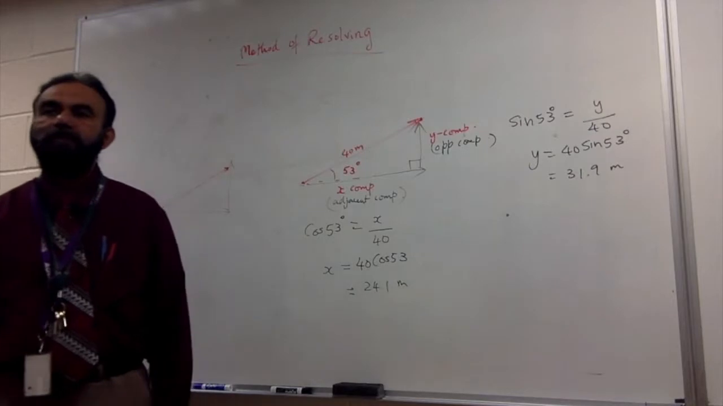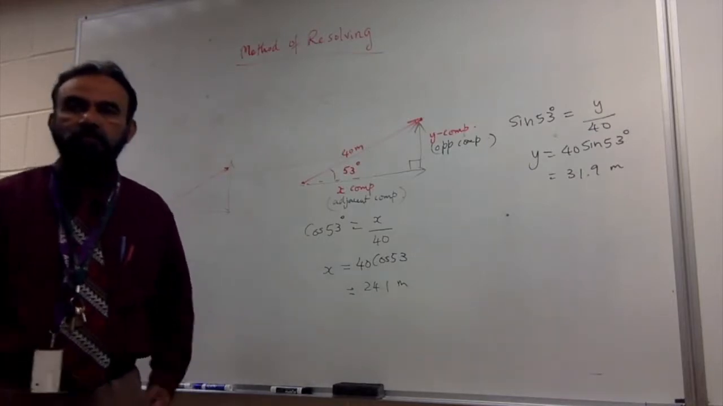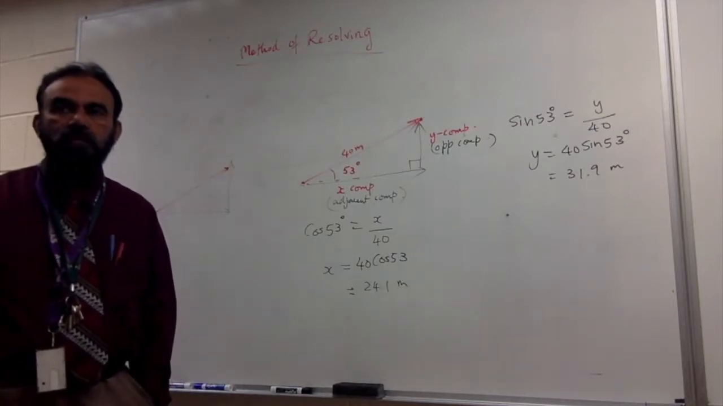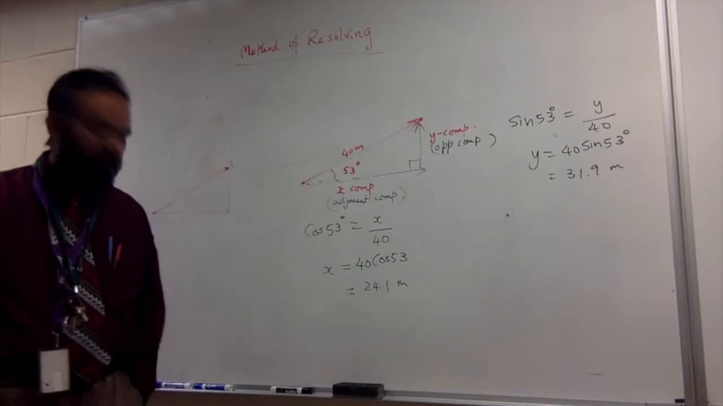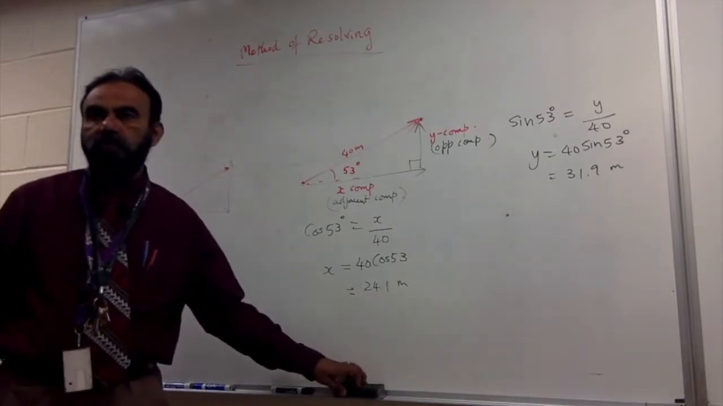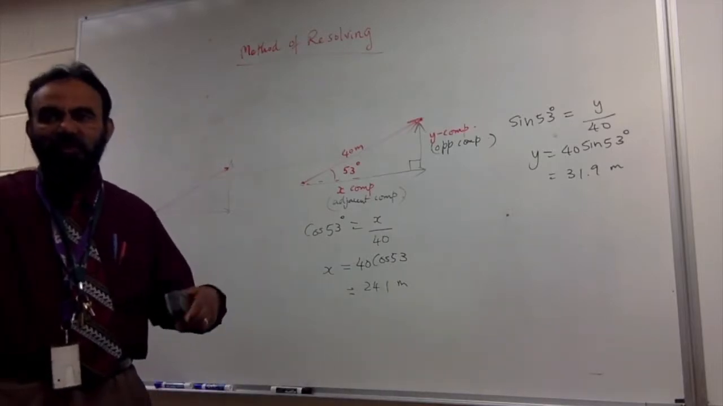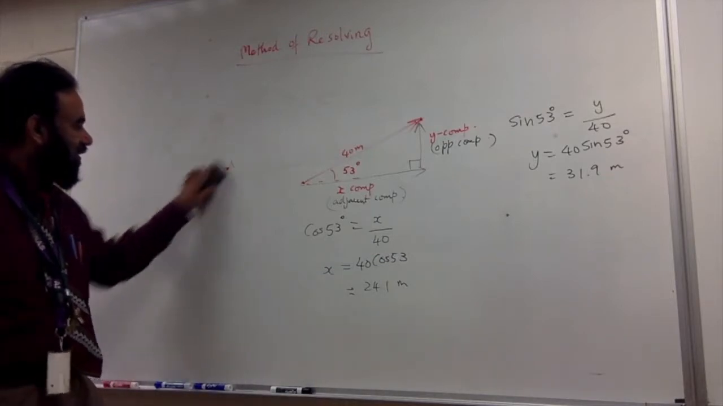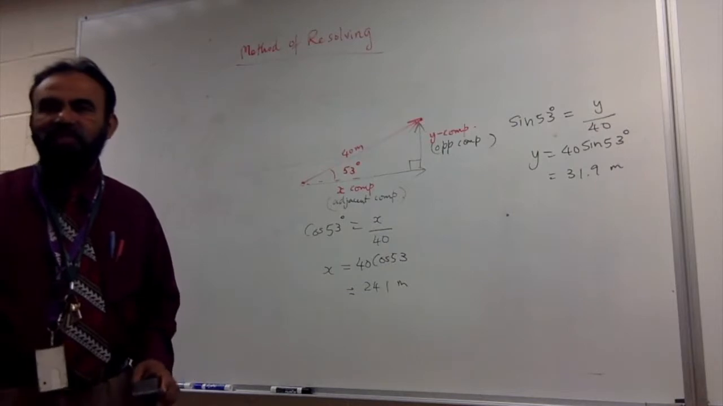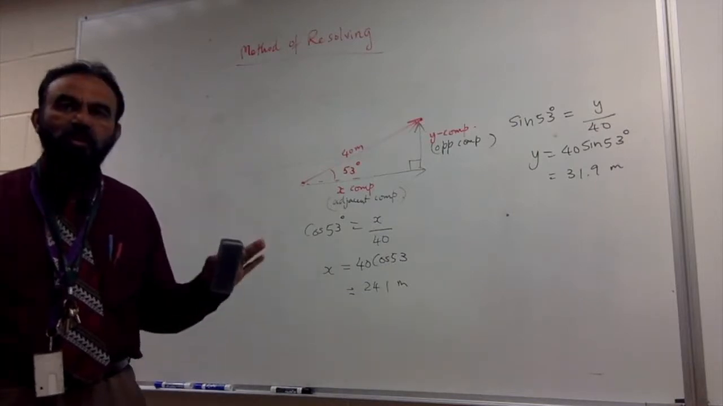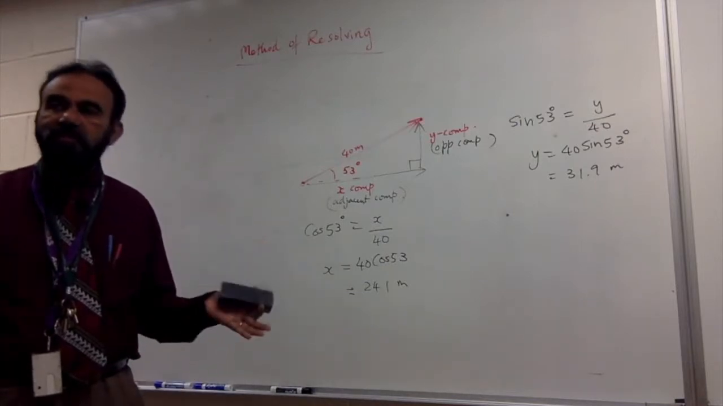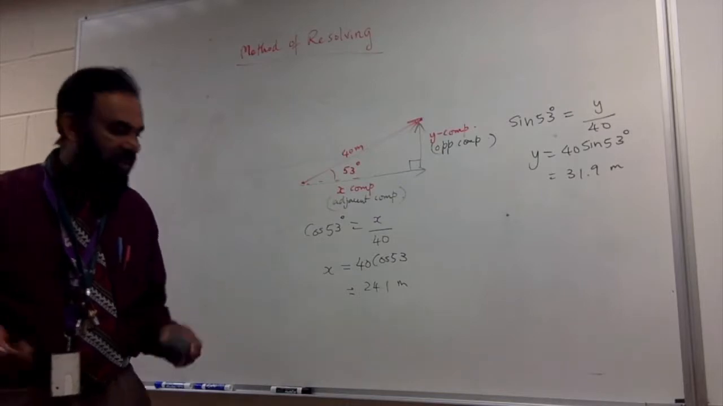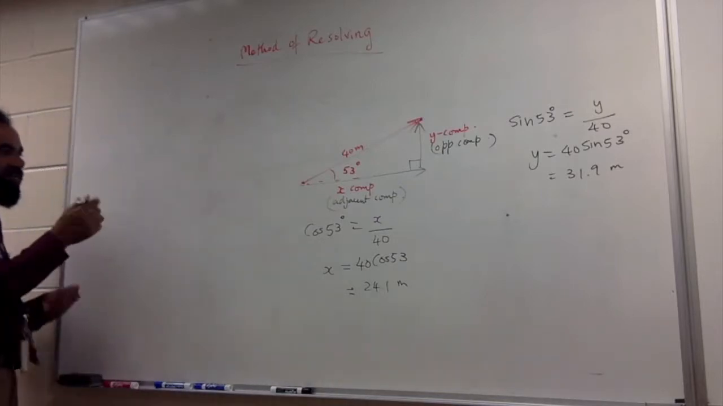So you said we need to make a right triangle. How would we do that on multiple vectors? You said we couldn't use the cosine or sine rule on multiple. Yes. Just wait. You will learn it very soon. Today. All right. You'll get there. Now you understand the method of resolving? Yeah. That's it.